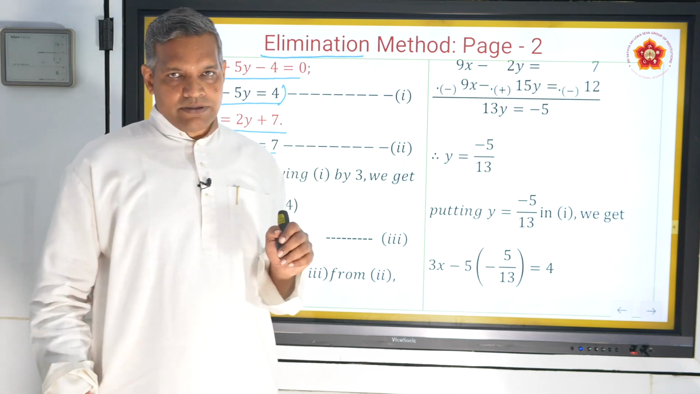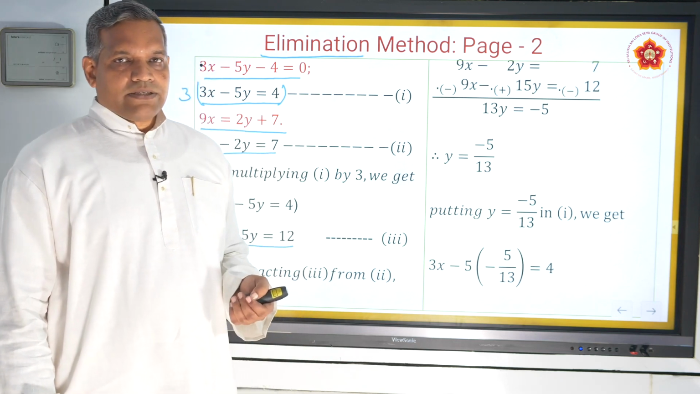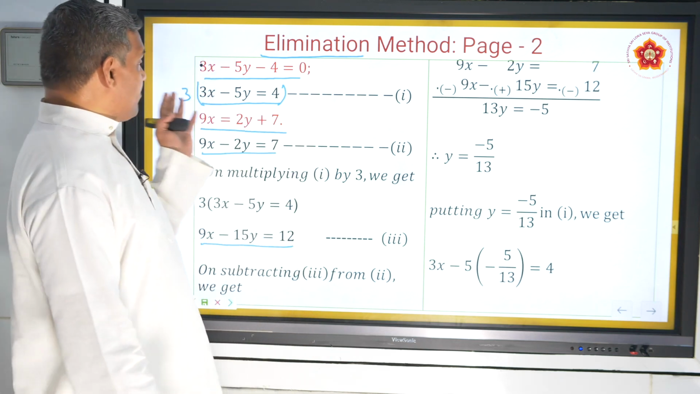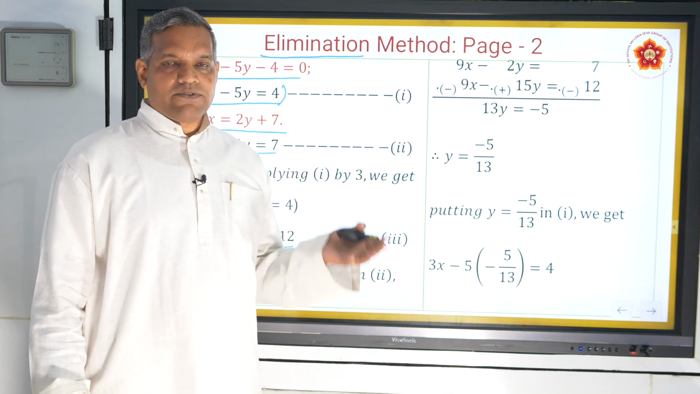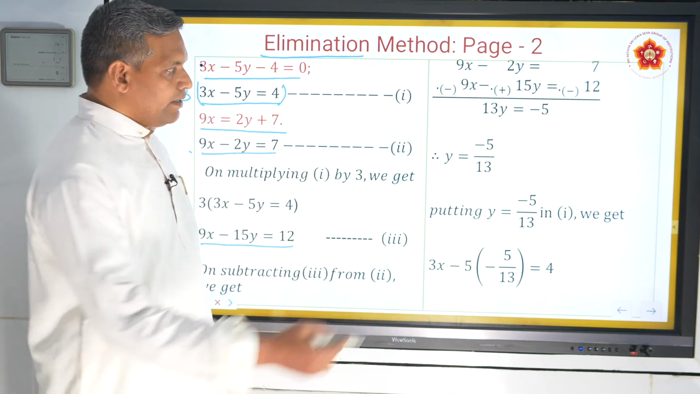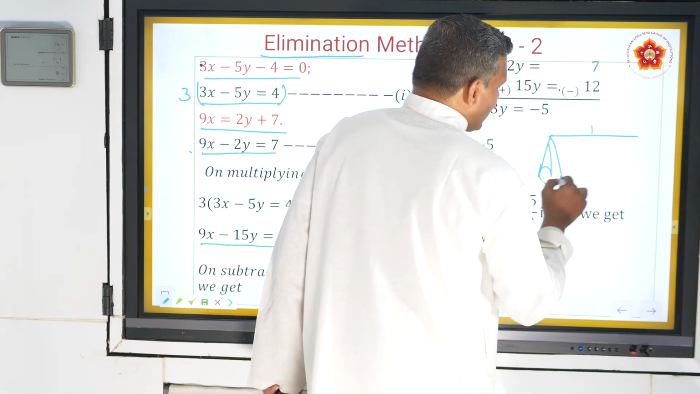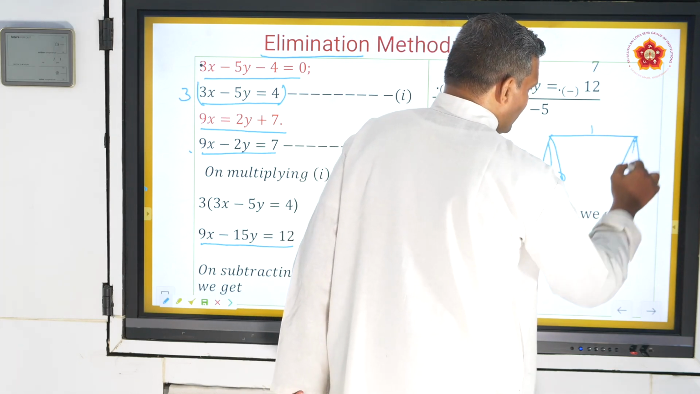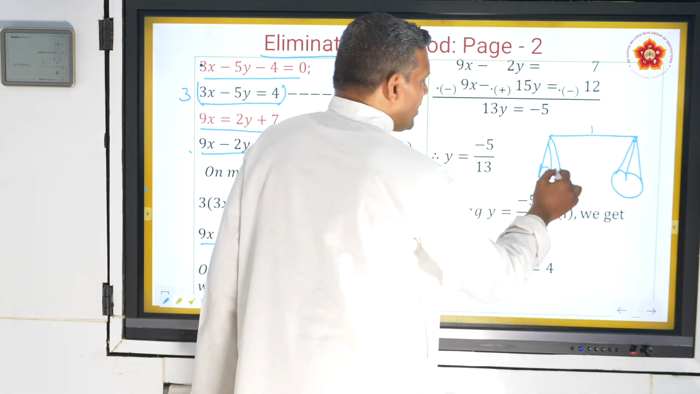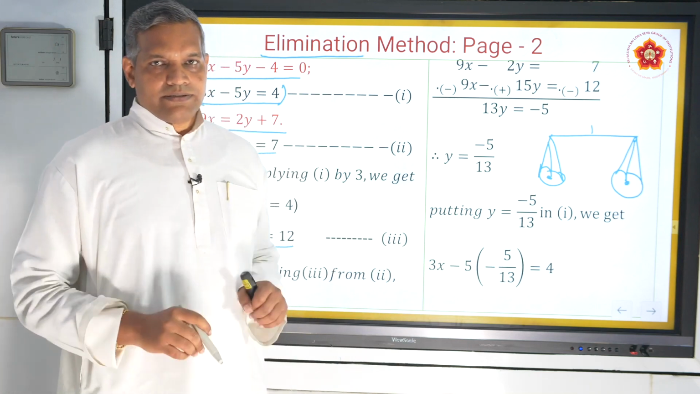You may get a doubt. Can we multiply the equation by 3? Because they have not given that. Is it still valid? Yes, it is valid. Why? You take a balance. What happens in the balance? The moment you are adding equal weights on either side, the balance is still balanced.